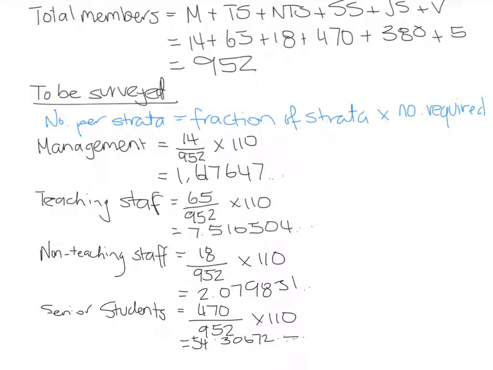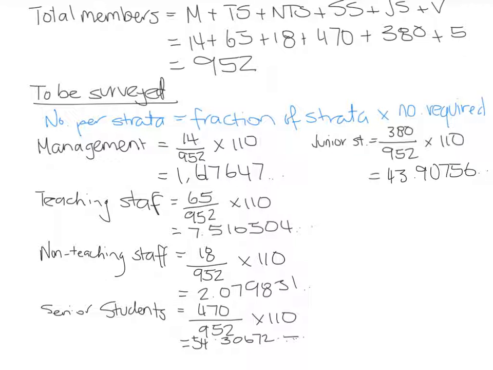Okay, and then I might just go off to the side here. We have our junior students. Now, junior students are 380 out of our 952, multiplied by 110. And that gives us 43.9075, and it continues.